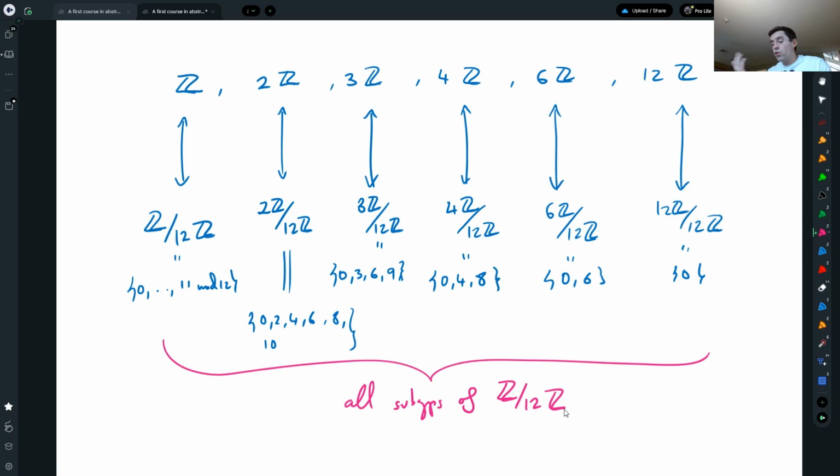So in this way, you can always find all the subgroups of a quotient if you know enough about the subgroups of the original group.